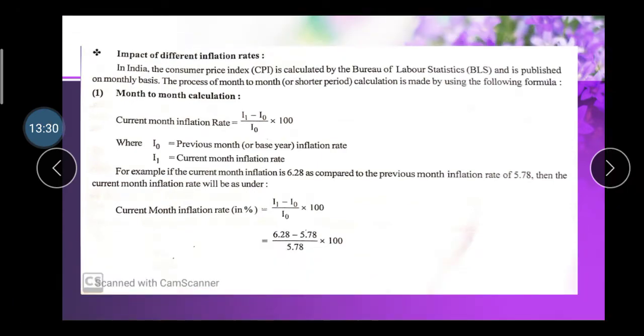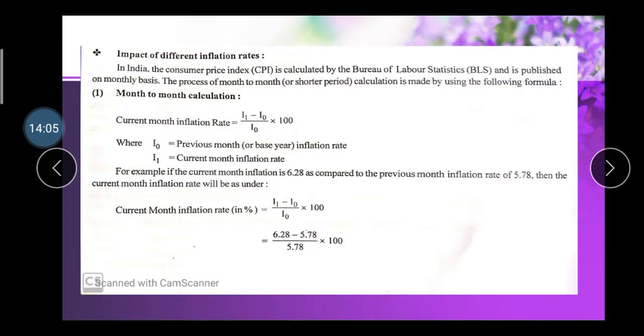So in India, the consumer price index is calculated by the Bureau of Labor Statistics, BLS, and published on a monthly basis. We have to find the CPI on a monthly basis. So the process is month to month, which means a shorter period of time. Calculation is by this formula: current month inflation rate is equal to I1 minus I0 divided by I0 multiplied by 100. I0 is the previous month inflation rate, I1 is the current month inflation rate.